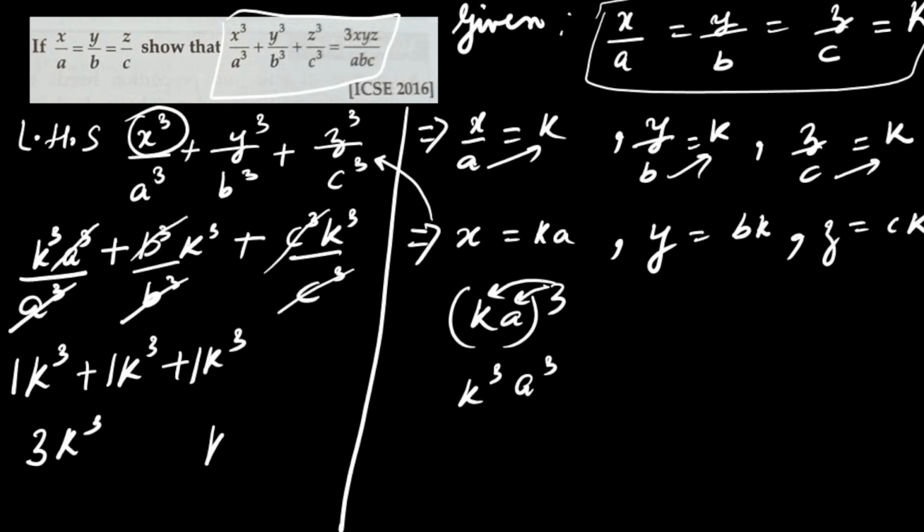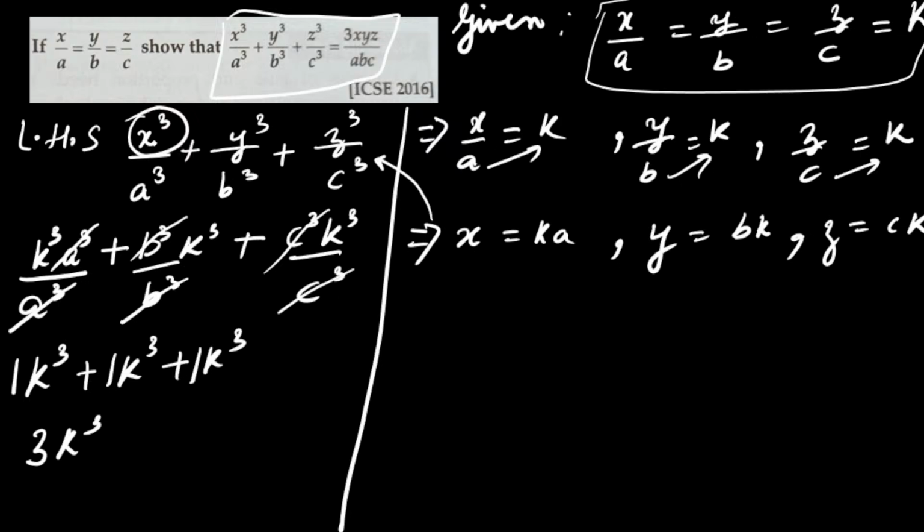See, some of the students will write k to the power 9. Don't do that. That is k cube into k cube into k cube. We are not multiplying here, we are adding. So this is 3 k cube. I got the answer of left hand side as 3 k cube. When the left side's answer is in terms of 3 k cube, it's better that we simplify the right hand side also.